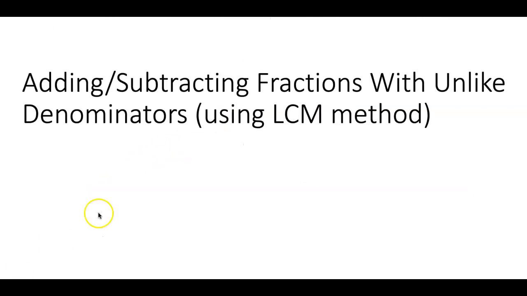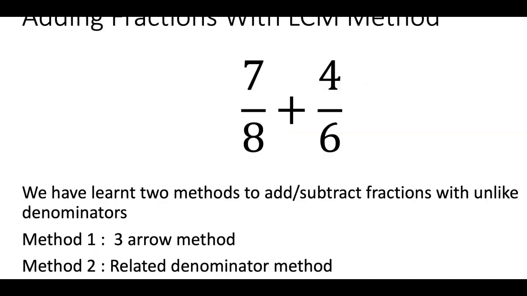So LCM simply means least common multiple. So we are going to add these two fractions with LCM method. Our first fraction is 7 out of 8 and our second fraction is 4 out of 6.